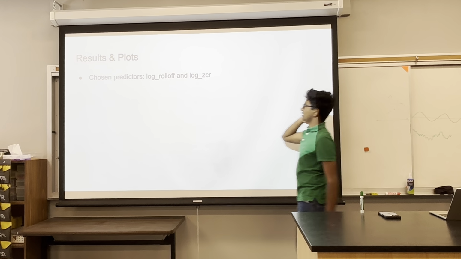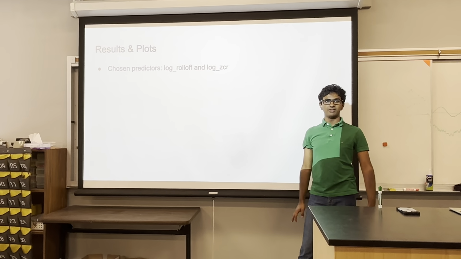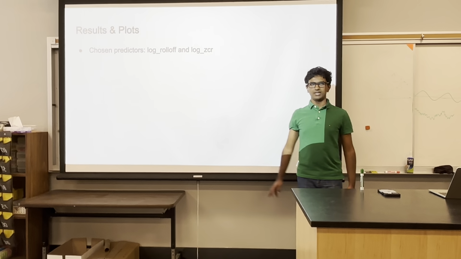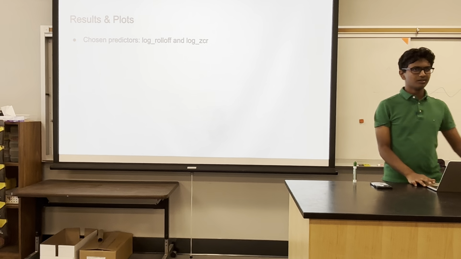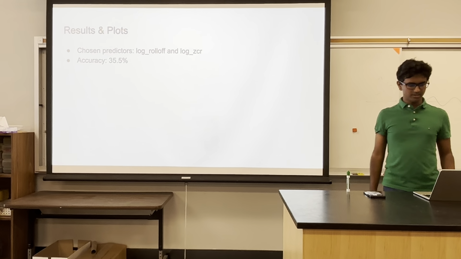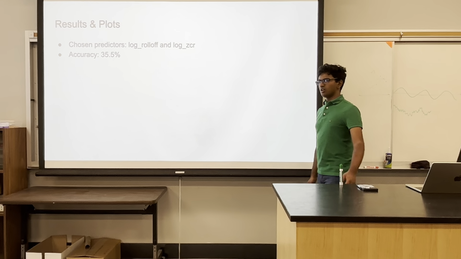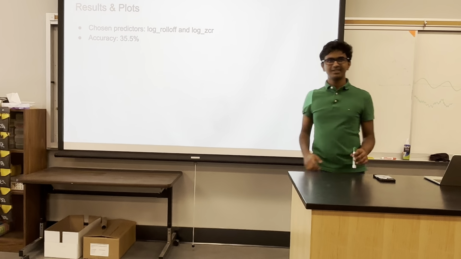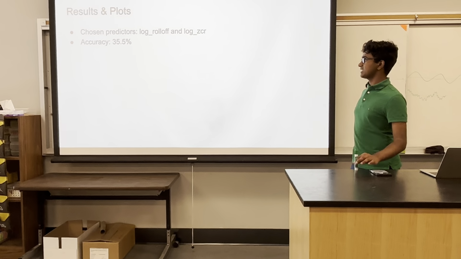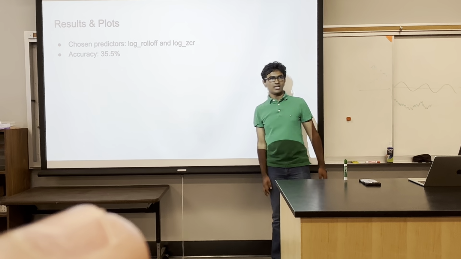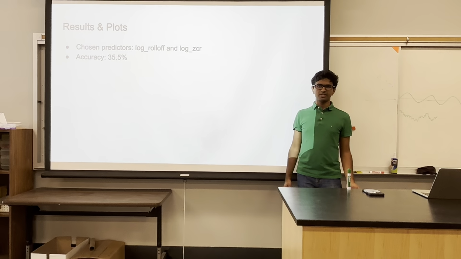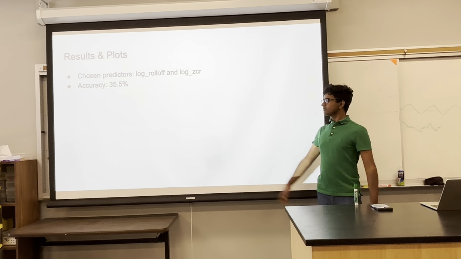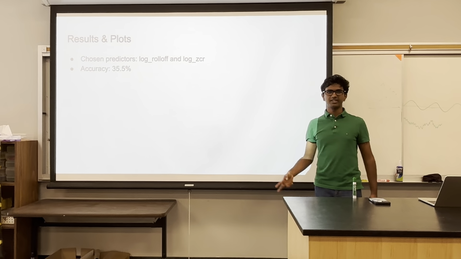So the chosen predictors are the logarithm of the roll-off and the logarithm of the zero crossing rate. So not the logarithm of the centroid. It turns out that's not very useful in predicting genre when compared to roll-off and zero crossing rate. The accuracy of our model is 35.5%. Can anyone tell me, for a random model, how accurate would that be? A model that just randomly guesses. Raghav? 10%. Yes, because there are 10 different genres. So as you can see, this model does a lot better than random. And not nearly as good as the 60% model from previous researchers, or 70% for humans, but still pretty good considering that all it's using is just 2 predictors.